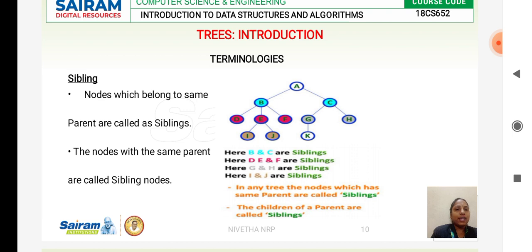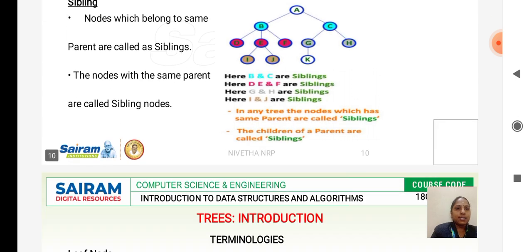For C, we have two child nodes, G and H. For G, the sibling is H, and for H, the sibling is G. Similarly, for E, we have two child nodes I and J. For I, the sibling is J, and for J, the sibling is I. The siblings are nothing but the nodes which have a common parent. Whenever nodes have the same parent, we call them siblings.